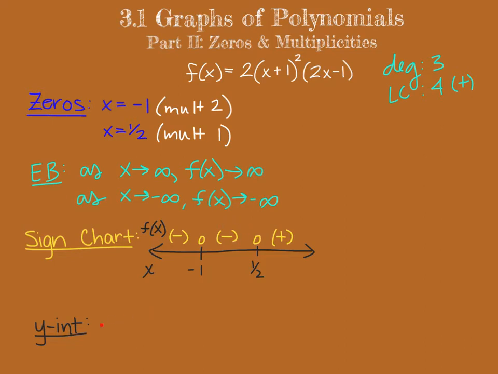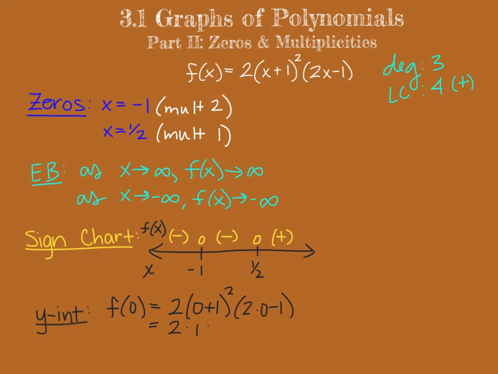All right, the last thing we're going to find is the y-intercept. To find our y-intercept, we let x be 0, so I'm going to find f of 0. We'll have 2, and then 0 plus 1, squared, and then 2 times 0 minus 1. And that will equal 2 times 1 squared, which is 1, times, it looks like we'll have negative 1. And so our output will be negative 2. So our y-intercept is negative 2.